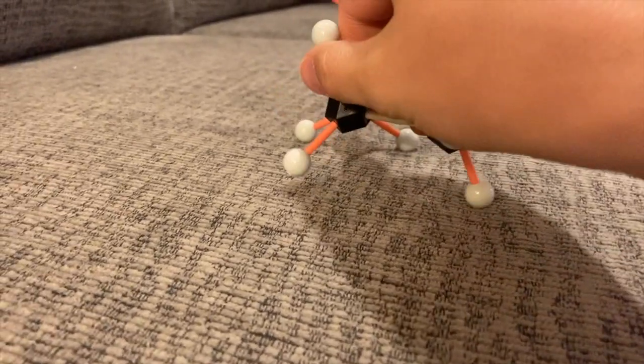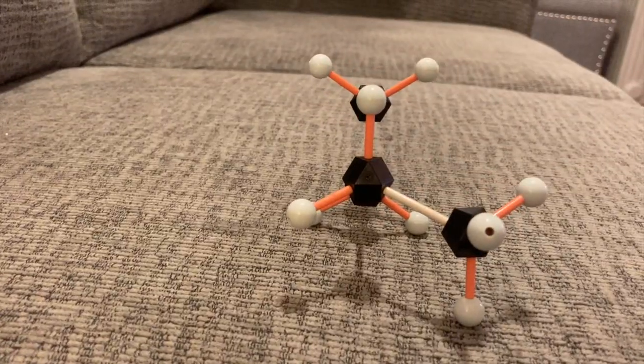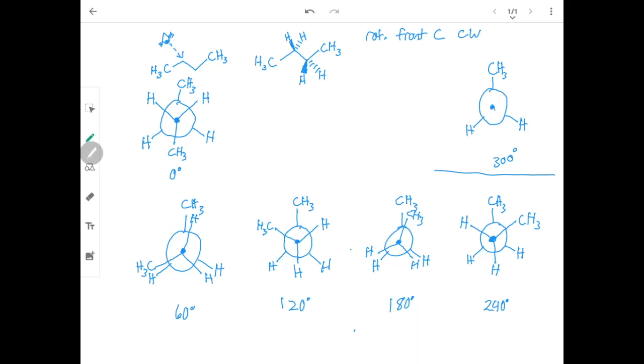So 60 is 300, which is going to look like this. There we go. So that's 300, which is eclipsed. We're going to go back to eclipsed. So let's do the eclipse shape of that.